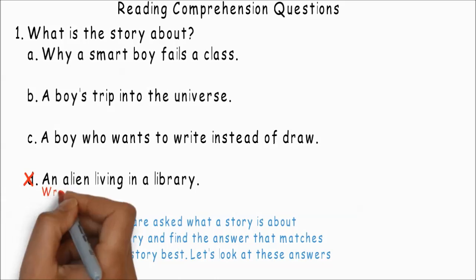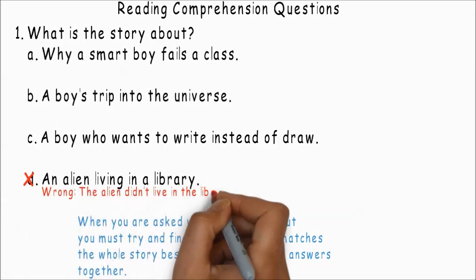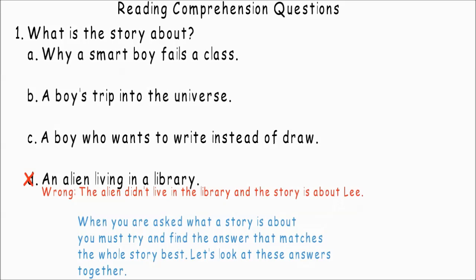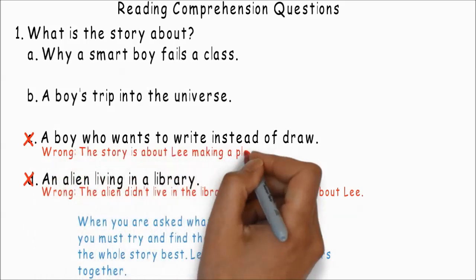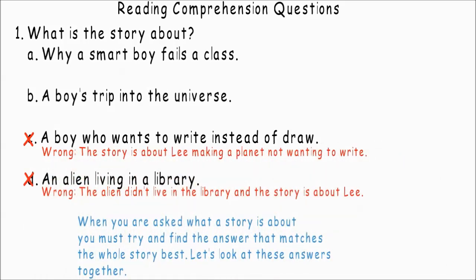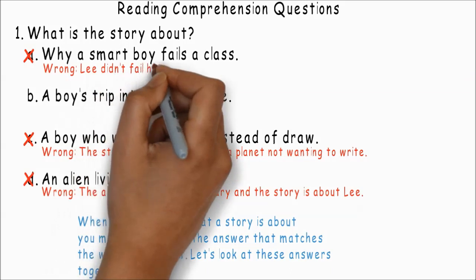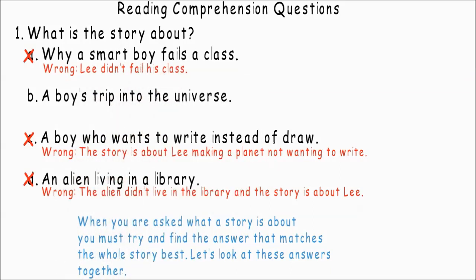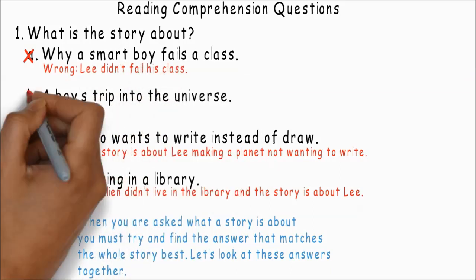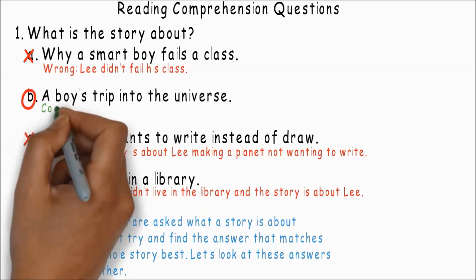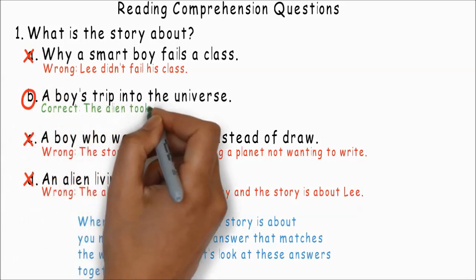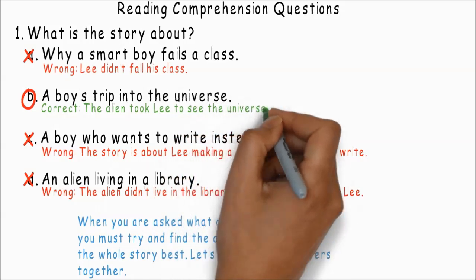D is wrong. An alien living in a library? The alien didn't live in the library, and the story is about Lee. C is wrong. The boy who wants to write instead of draw? The story is about Lee making a planet, not wanting to write. And A is wrong. Why a smart boy fails a class? Lee didn't fail his class. He would if he didn't finish the project, but that's in the future. So the answer is B. A boy's trip into the universe. The alien took Lee to see the universe.